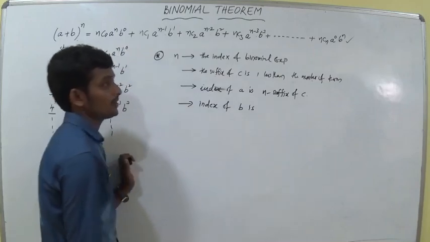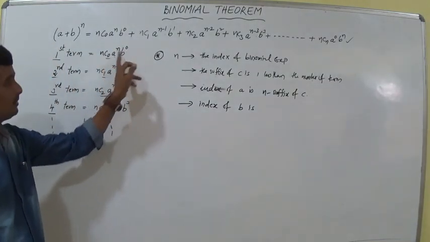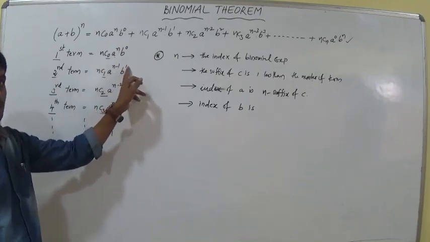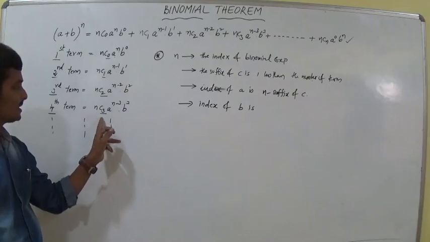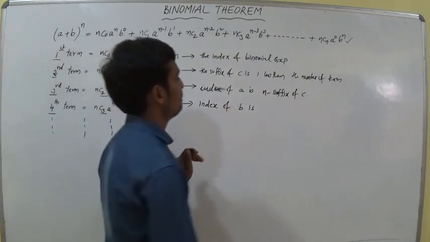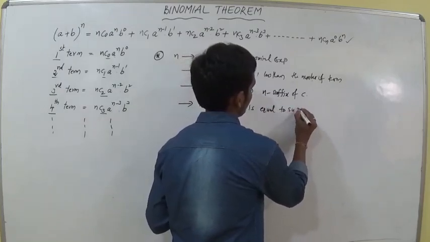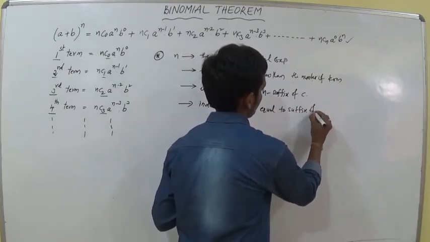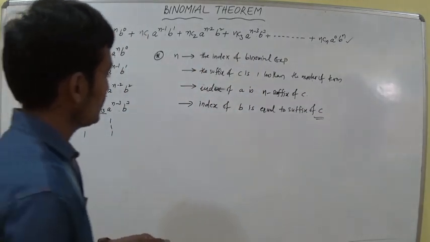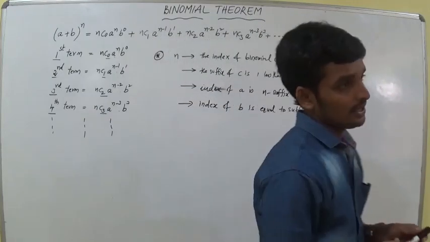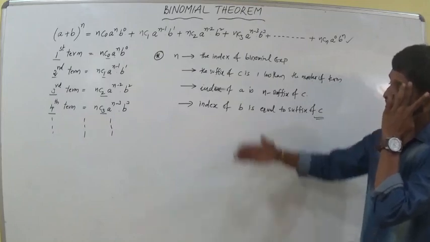Index of b, observe it. Here, suffix of C 0 gives b power 0. Suffix of C 1, b1. Suffix of C 2, b square. Suffix of C 3, b cube. That means the index of b is equal to the suffix of C. Observe these 4 points clearly. You can write the general formula from these 4 points.